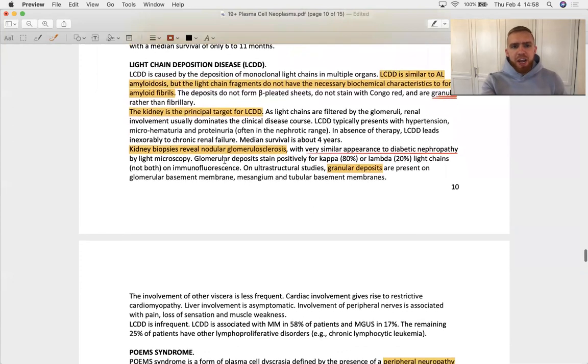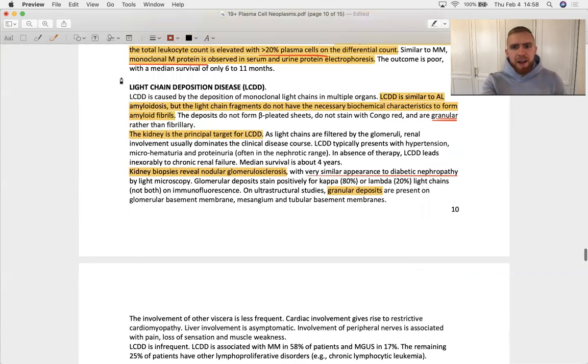Then we have light chain deposition disease, which is defined as essentially AL amyloidosis without the amyloid. Okay, so in amyloidosis, there's misfolding of immunoglobulin light chain. In light chain deposition disease, you get light chain in all these tissues, and it hurts the tissues. It just doesn't misfold into amyloid, so you can't stain it with Congo red, and that's about it. Instead, you see these granular inclusions rather than fibrillary tangles as you would see with an amyloidosis. So the kidney is usually hurt with light chain deposition disease.